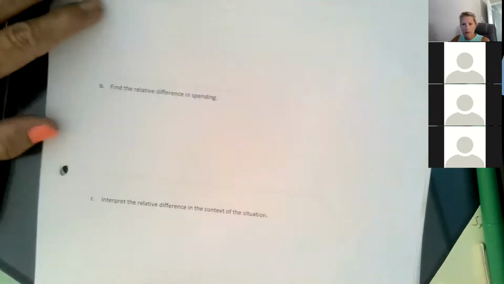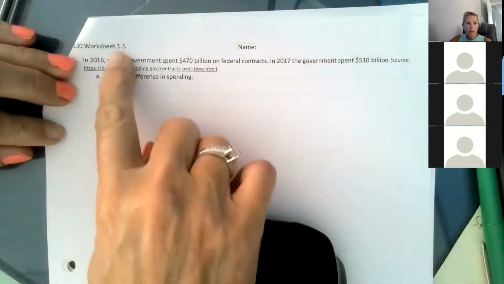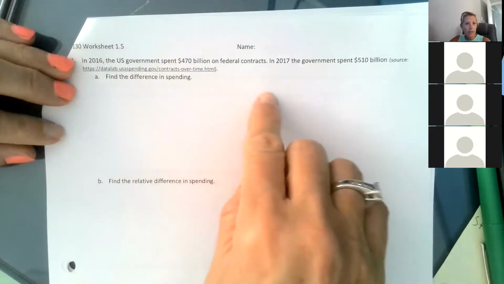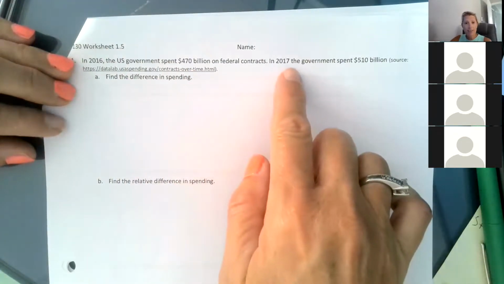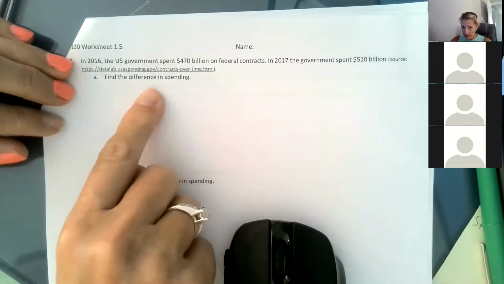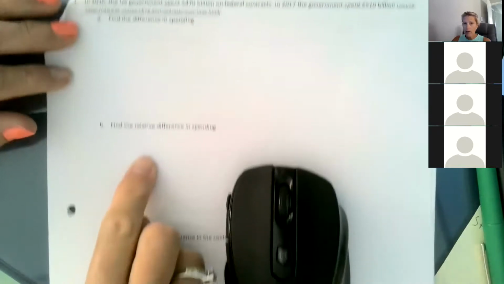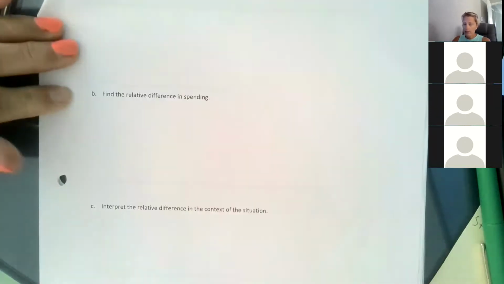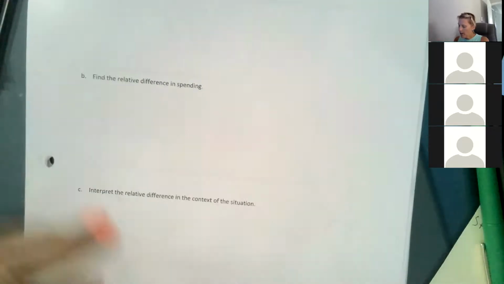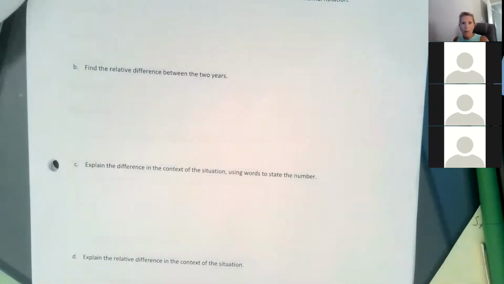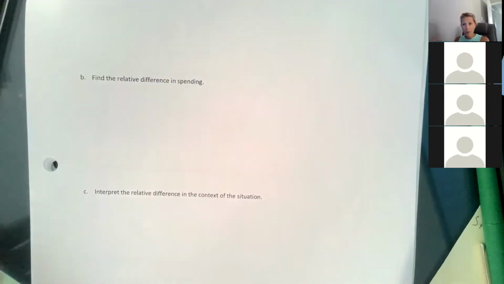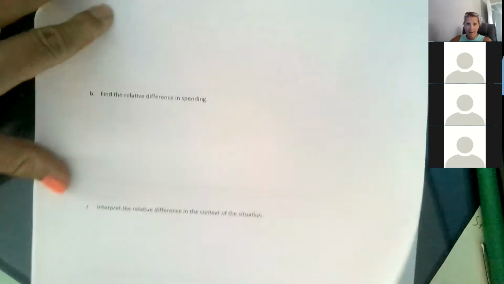So let's look here at the 1.5 worksheet. If anybody wants to stay, you can stay and work on this. It says in 2016, the US government spent 470 billion on federal contracts. In 2017, they spent 510 billion. So find the difference in spending, the actual difference, then find the relative difference, and then interpret the relative difference in context of the situation. And I can't remember, but it's only one page. So you guys could have this done, boom, this morning and turn it in. How about that?